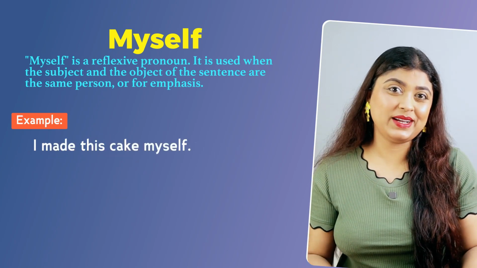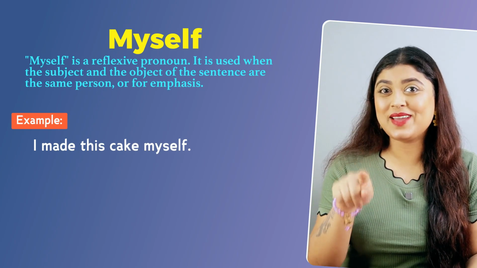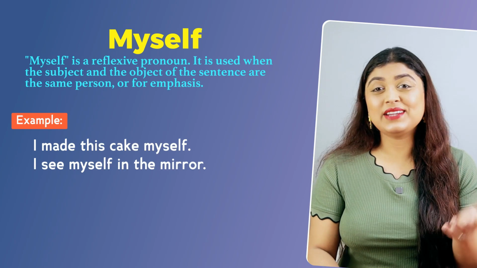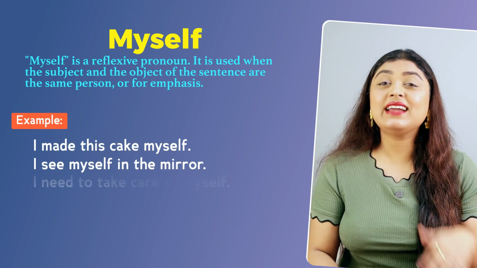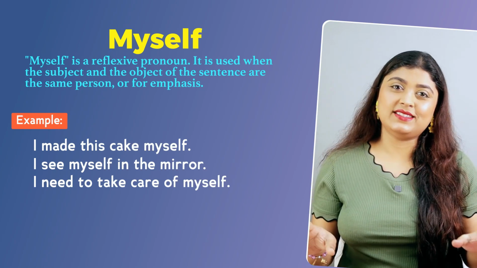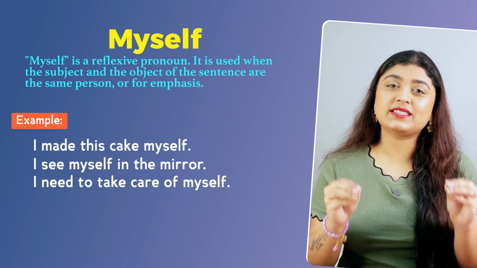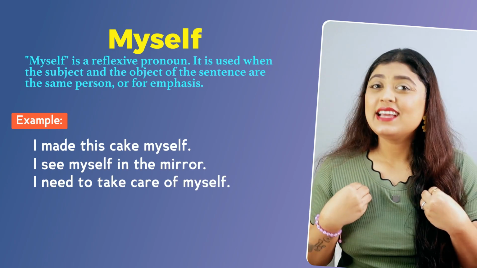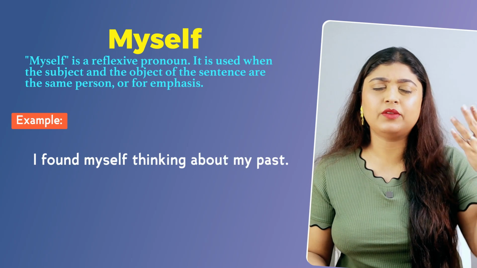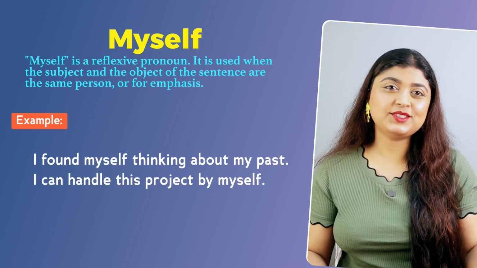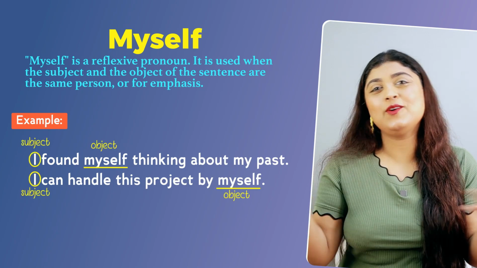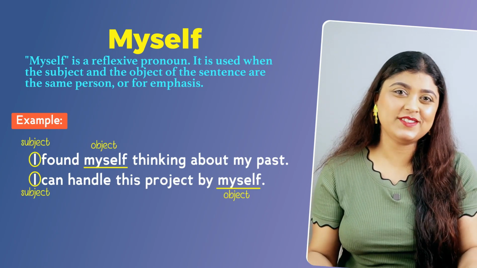Next one. I made this cake myself. That means I am the one who made this cake and not someone else. Next. I see myself in the mirror. I need to take care of myself. In all those sentences, I'm only talking about my own self. Some more examples for you. I found myself thinking about my past. I can handle this project by myself. So as you can see, the subject and the object of the sentence are the same person, right?